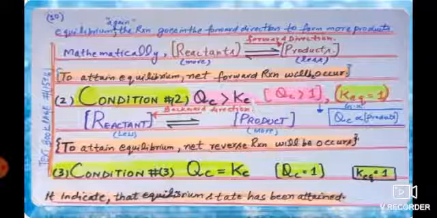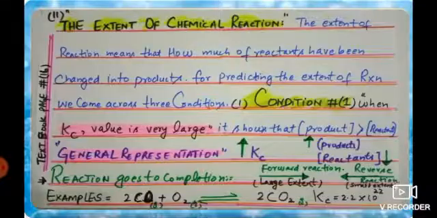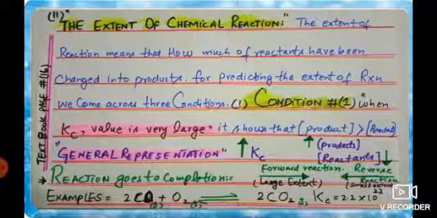Here you can see, when QC is equal to Kc, if I put the value of Kc, which is the K equilibrium concentration, the equation becomes QC is equal to 1. So QC equal to 1 means that the reactants and the products are nearly in equal concentration. Like K equilibrium is 1, so I put the value and the QC then becomes 1. It indicates that the equilibrium state has been attained and both the reactant and the product are at equilibrium and they have the same concentration.